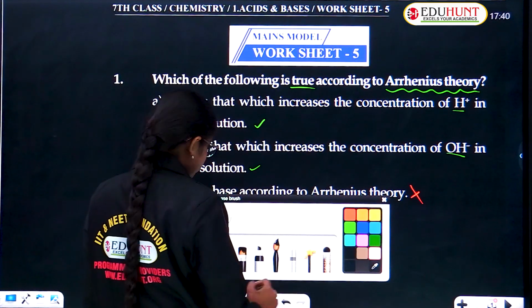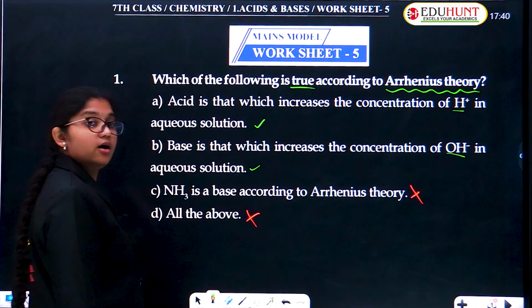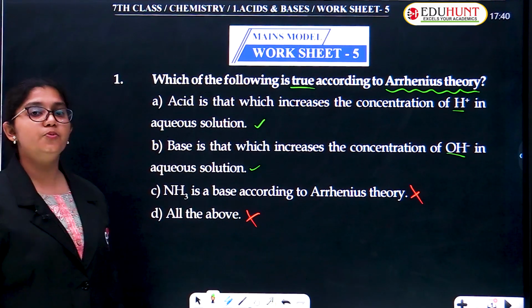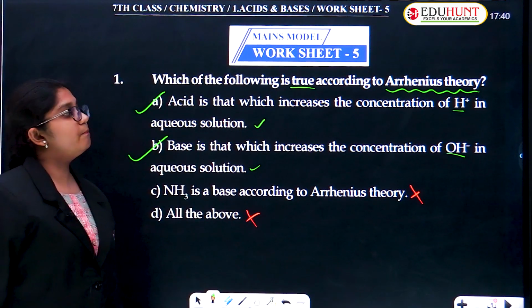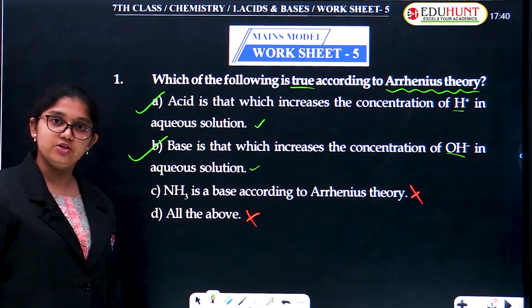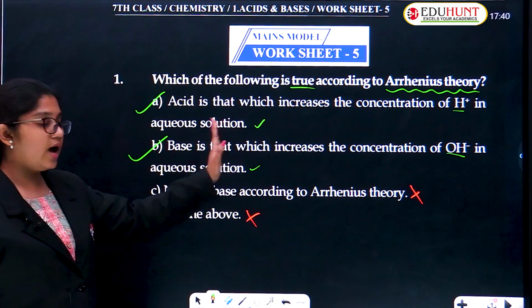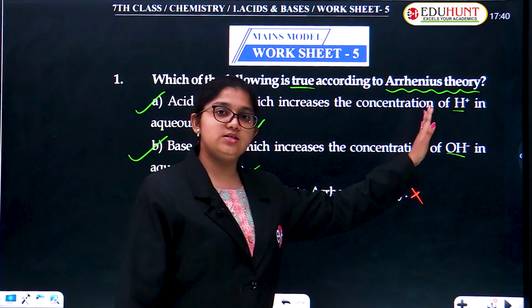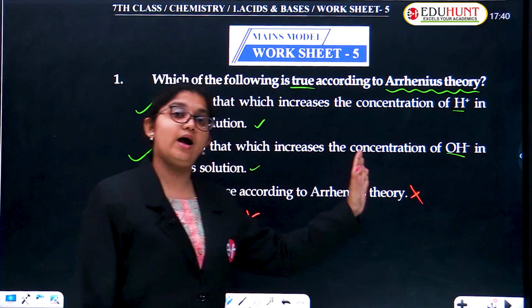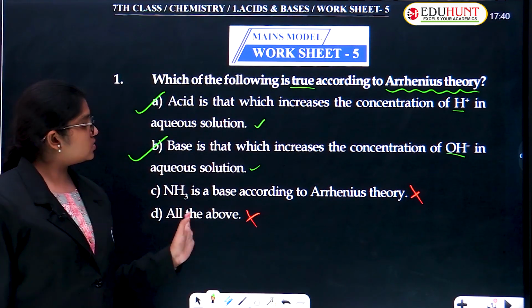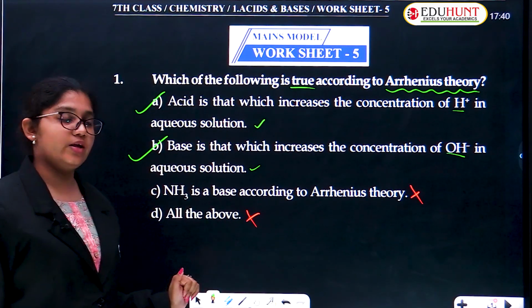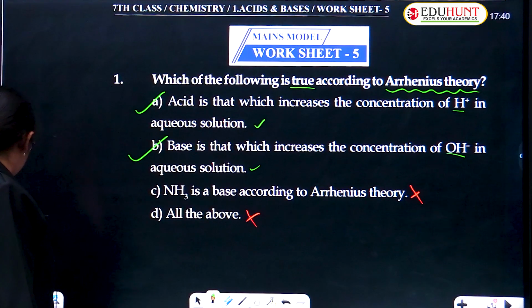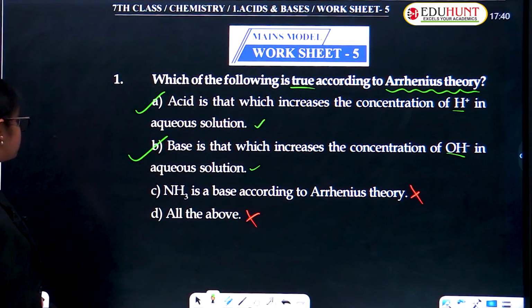And the given option is, what is that? They asked us to find out the true options, no? So A and B agree with Arrhenius theory, that acid and base give H plus ions and OH minus ions in the aqueous solution respectively, okay? So here the options A and B are true. Do you agree with me? Oh yes. Okay, shall we move to the next question.